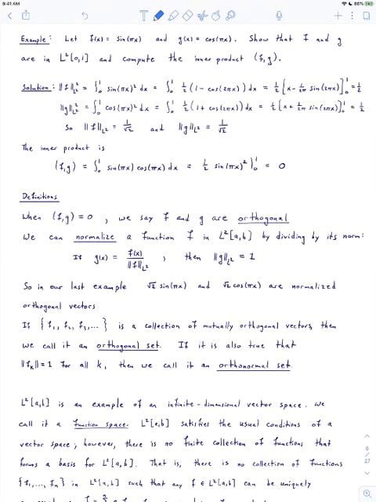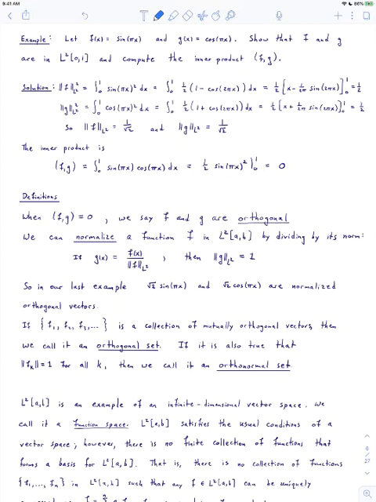So let's look at these examples. f at x equals sine of pi x and g at x equals cosine of pi x. Show that f and g are in L2 over 0, 1, so they're square integrable, and compute their inner product. Now, given what we've done before, it shouldn't surprise you to learn that their inner product is 0. So we can compute their L2 norm.